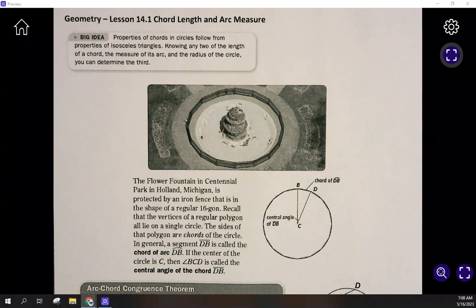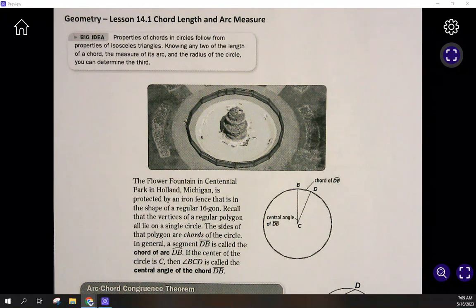Follow from properties of isosceles triangles. So we're going to be relating pieces of our circles and isosceles triangles. So all of our work with triangles, sine, cosine, tangent, Pythagorean theorem, 30, 60, 90s, we can now use all of that stuff inside of a circle to help us find certain lengths, certain measurements.